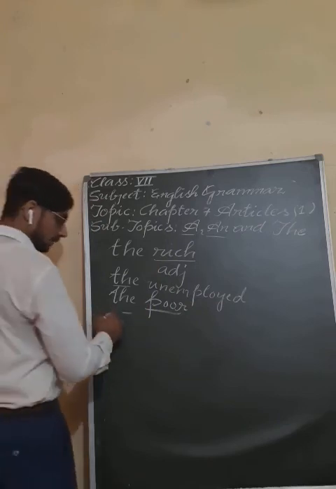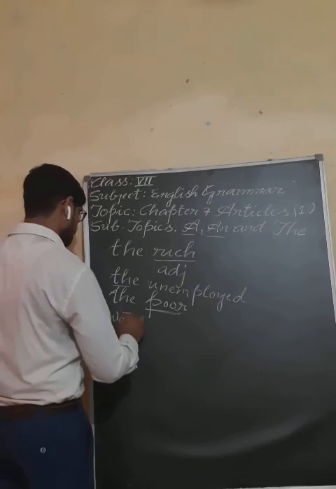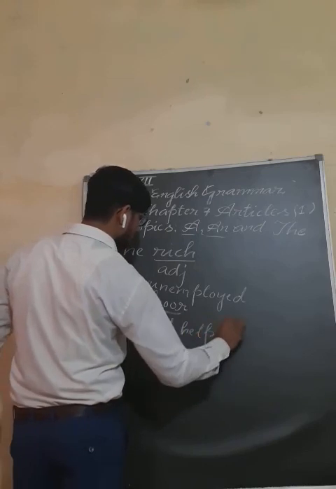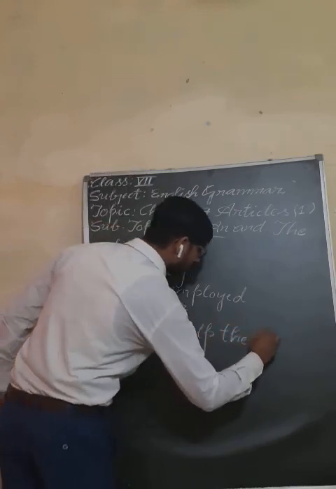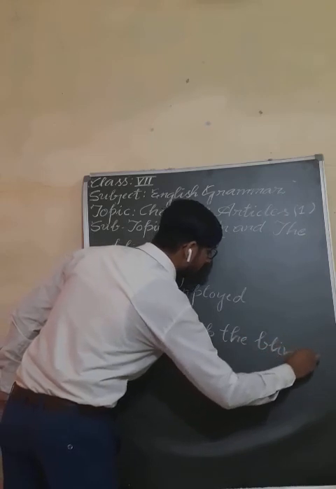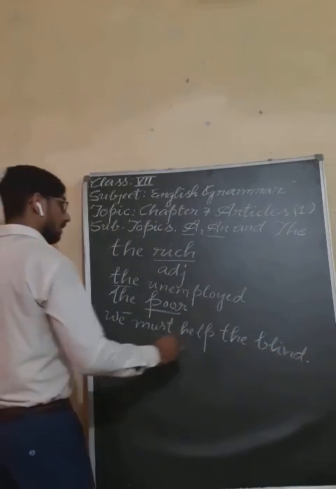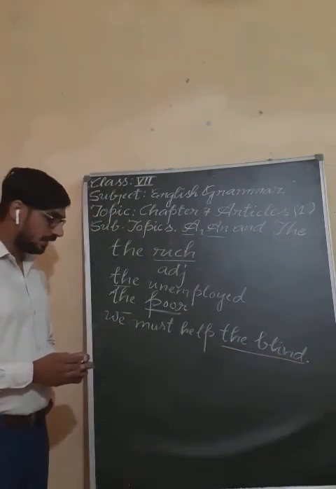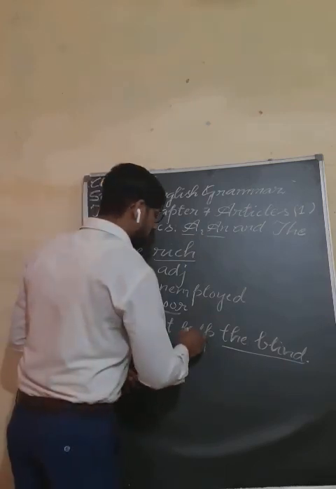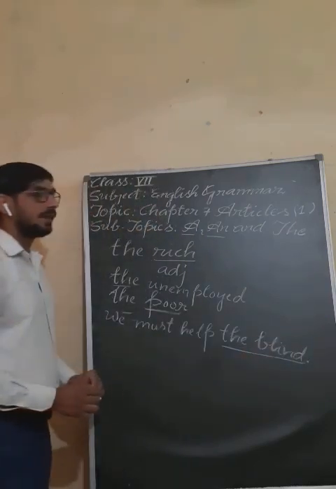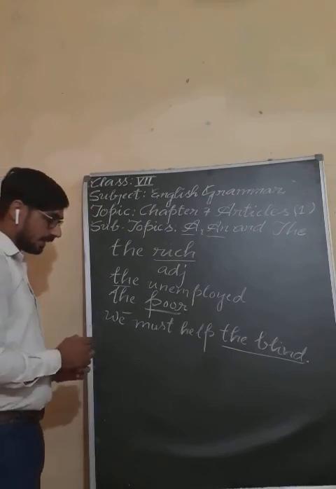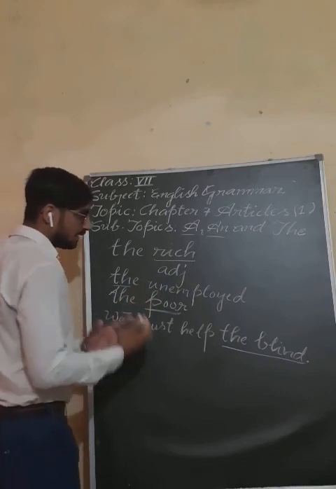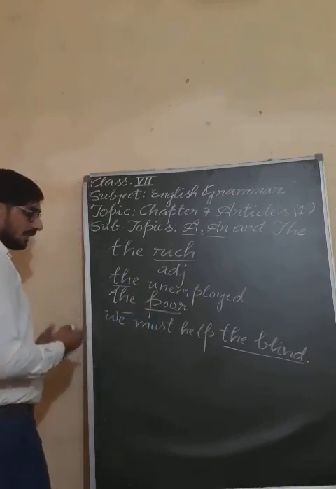Understand? Suppose that I am writing a sentence. We must help the blind. It means that blind means all the blinds, not only one blind. Understand? And if I will write here, we must help the blind person, it means that we are talking about a particular person. Understand? So before adjective we can use the to tell about the race, उनकी कैटेगरी को बताने के लिए, उनके जाति को बताने के लिए.